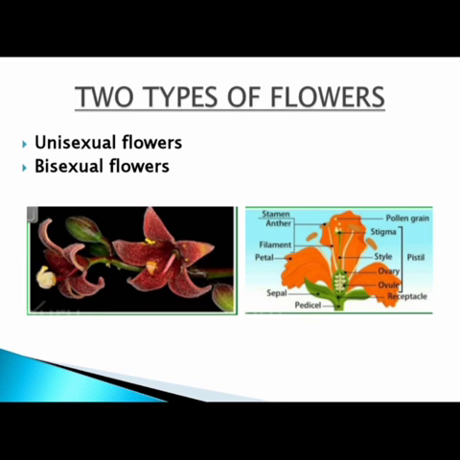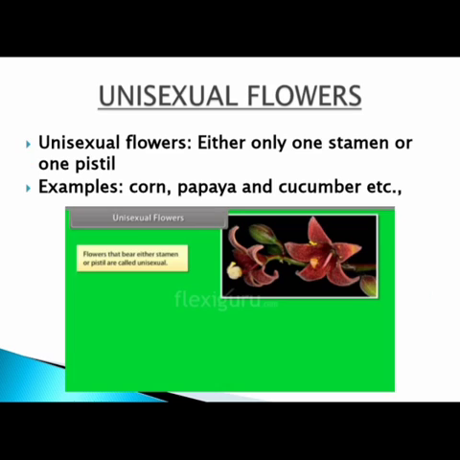So children, coming to types of flowers, we can see two types of flowers. One is unisexual flowers and another one is bisexual flowers. What do you mean by unisexual? Uni means one, bi means two. We shall study what unisexual flowers and bisexual flowers are in the next slide.